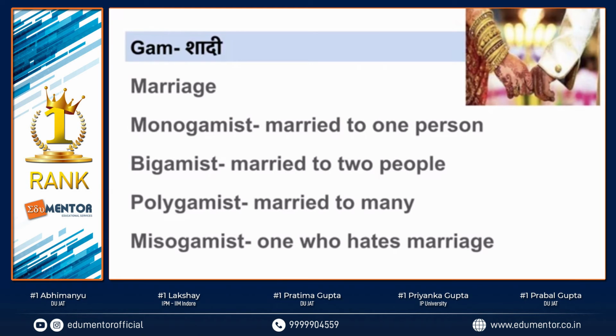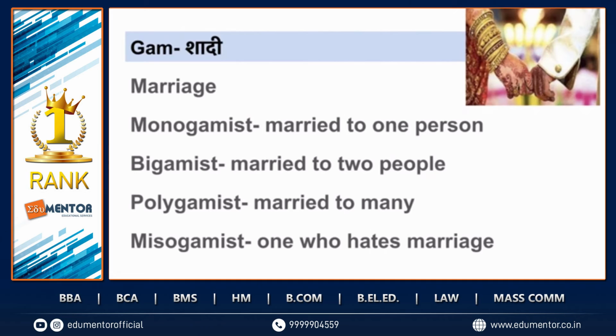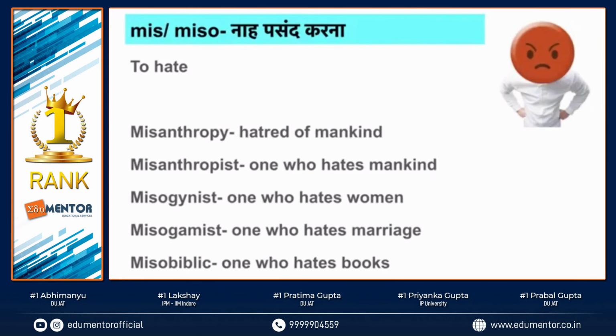Mesogamist. The root word meso means hatred. When you don't like something, when you dislike something, we use the root word meso. Mesogamist, one who hates marriage.